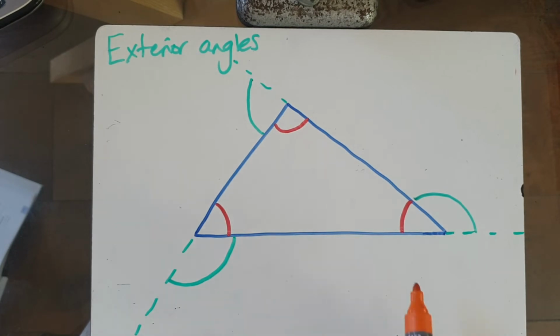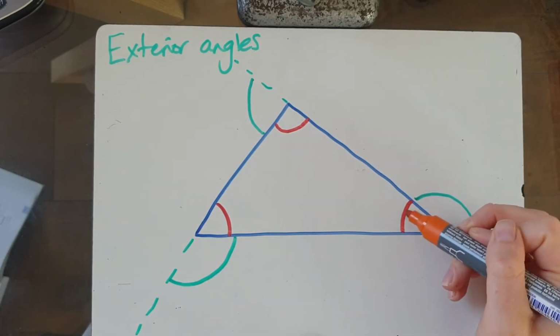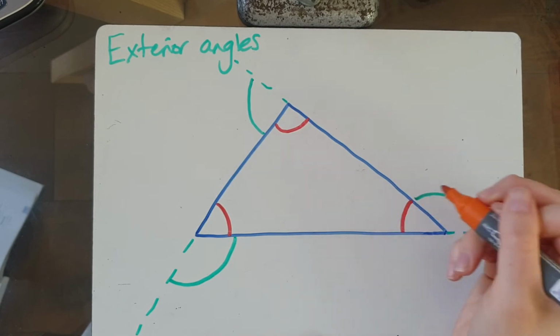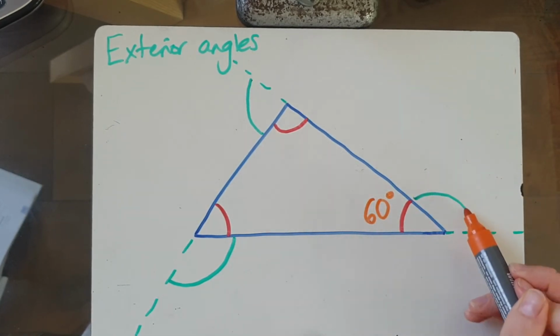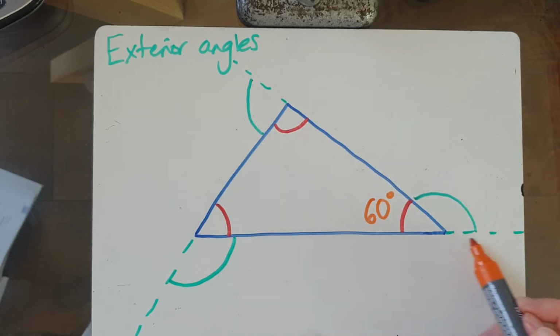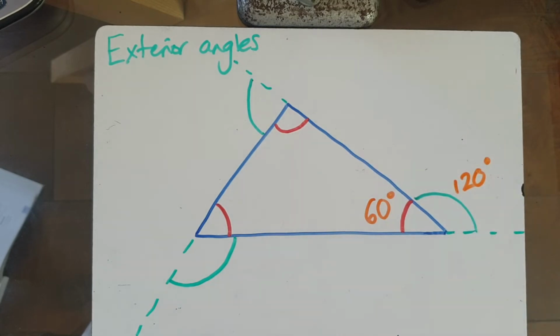If we knew what any of these interior angles were, we would be able to find the exterior angle at the same point. So if this interior angle, for example, was 60 degrees, then the exterior angle adds up to 180 because it lies on a straight line. So this would be 120 degrees.